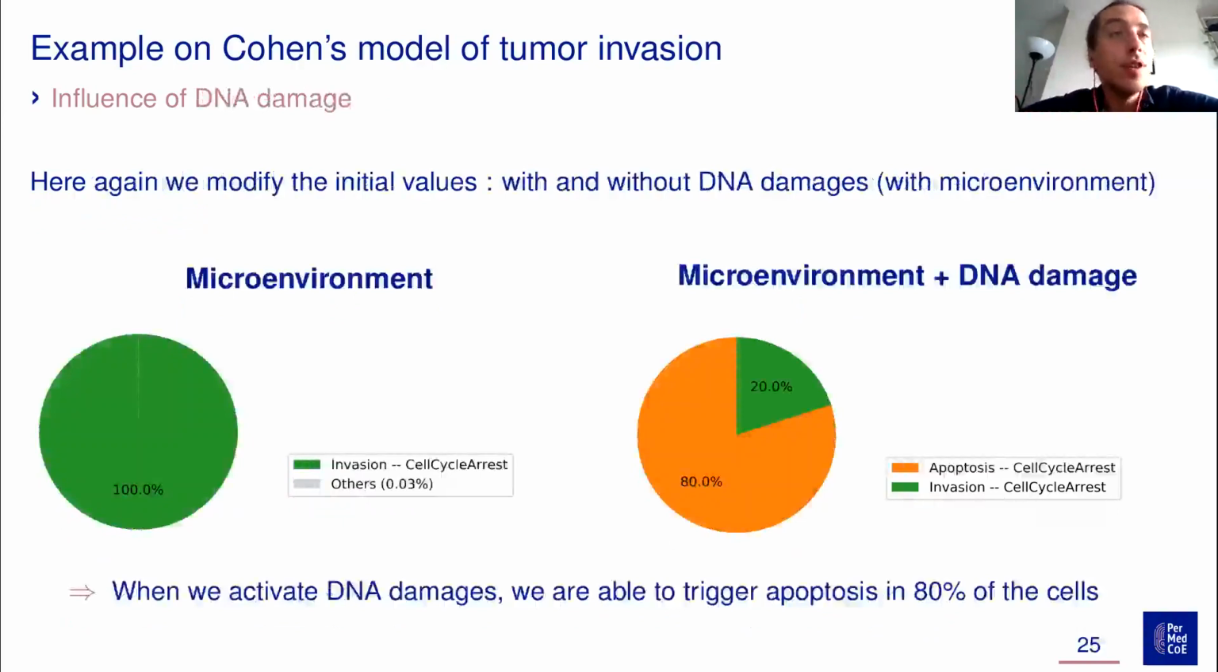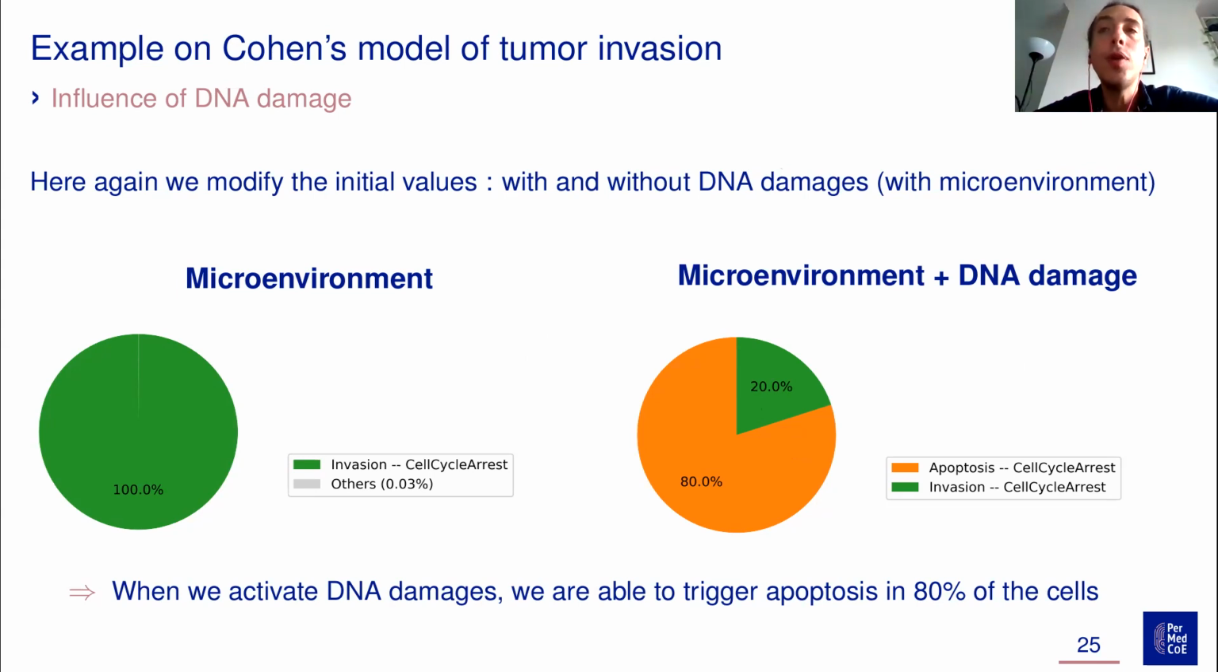So now what we can do is modify again the initial values. We keep the microenvironment on, and this time we will add DNA damage. Again, DNA damage is something which can be triggered by some drugs such as checkpoint inhibitors. So this is something which is used in clinics. And so here, when we set this input to 1, what we can see is that 80% of the cells now are turning apoptotic, cells are dying. And only 20% of the cells will keep being invasive.